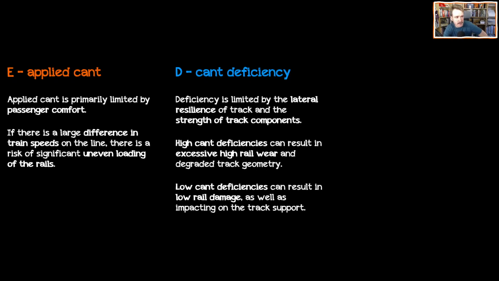But Cant deficiency is limited by the lateral resilience of the track, the strength of track components. High Cant deficiencies can result in excessive high rail wear and degraded track geometry. So basically, if you choose not to balance those outwards lateral forces, then you need strong track materials and good lateral resilience of your track. You need to maintain the track well, because track geometry will go off fairly quickly with those outwards forces pushing the transitions and generally making a mess of things. Low Cant deficiencies can result in low rail damage as well as impact on track support. There are all sorts of reasons why low values of Cant deficiency are bad news.